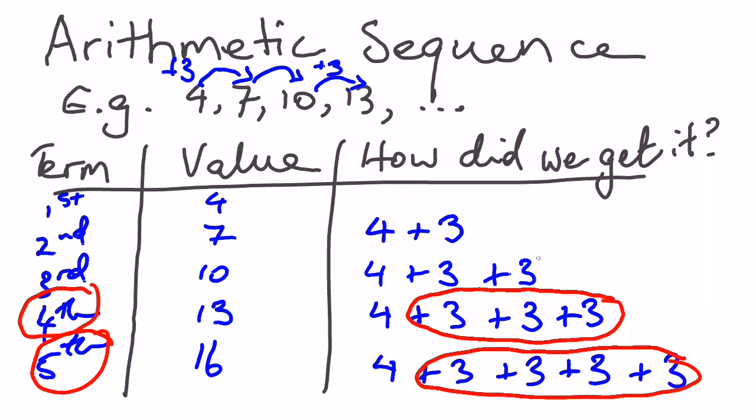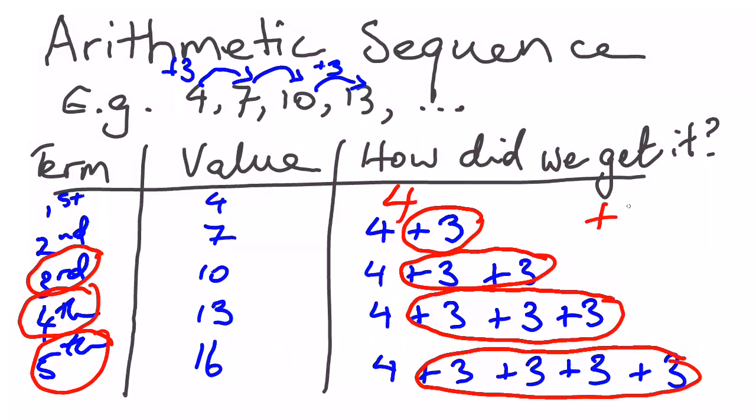If we go back, I can see that I had added 2 lots of 3 for my 3rd term. For my 2nd term, I had 1 lot of 3 added. And for my 1st term, I started with 4 and I hadn't added any 3s. So every time, whatever my term number is, 1 less than that is how many 3s I'm adding. So what we're basically doing is going plus 3, but how many times? 1 less than the term number.